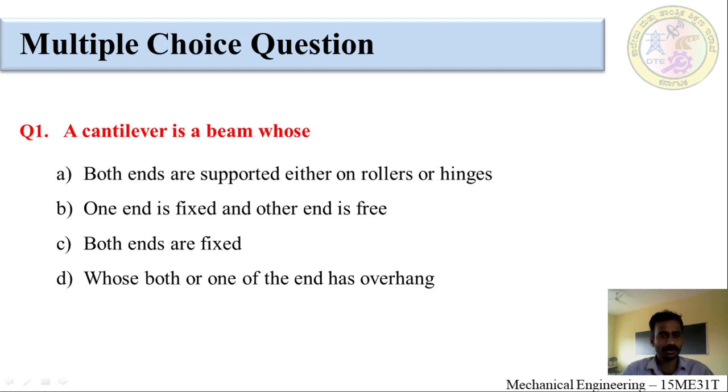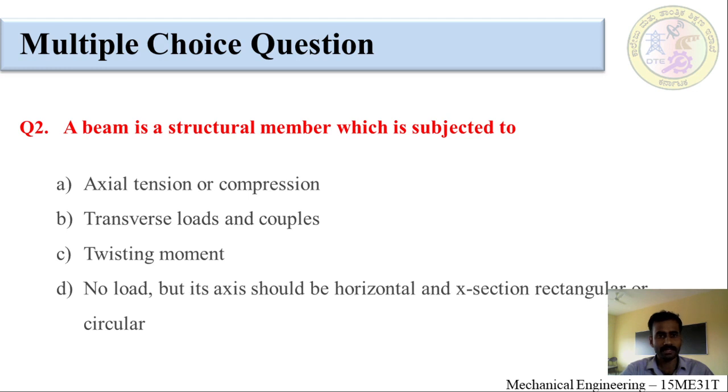Moving on to the second question. A beam is a structural member which is subjected to option A, axial tension or compression; option B, transverse loads and couples; option C, twisting moment; option D, no load but its axis should be horizontal and cross section rectangular or circular. So you have to identify the correct answer among the given options.